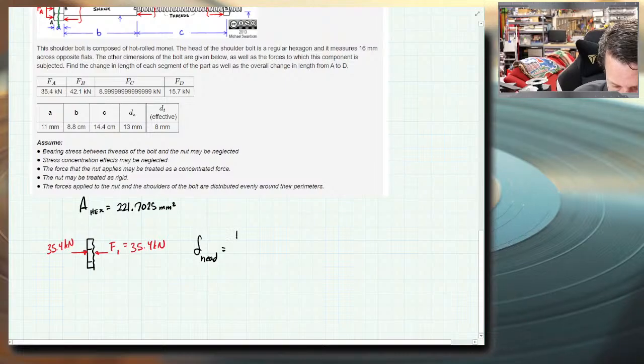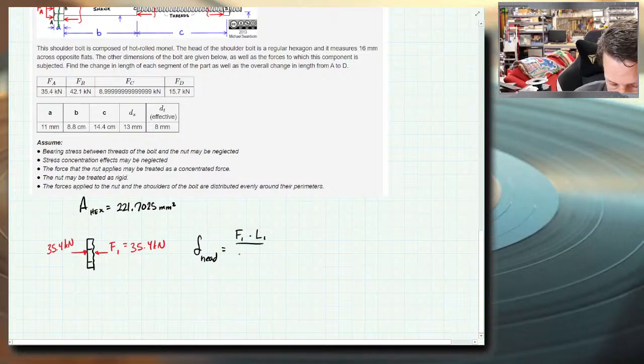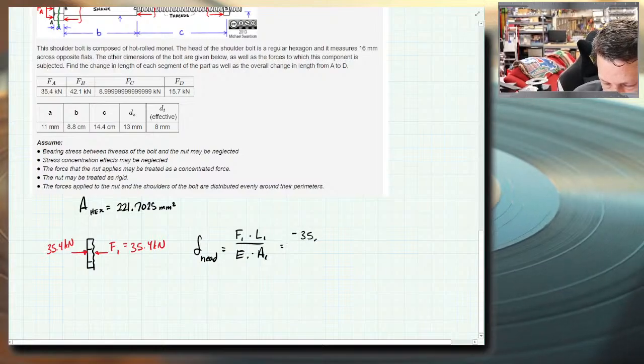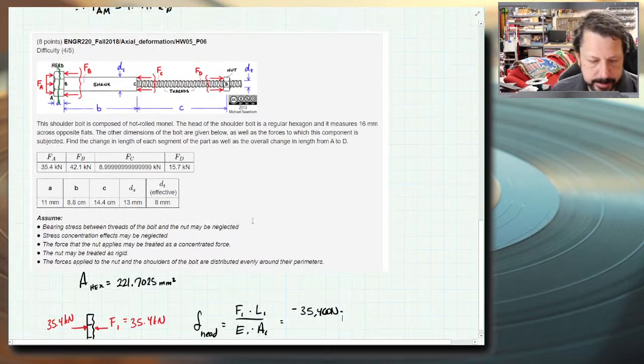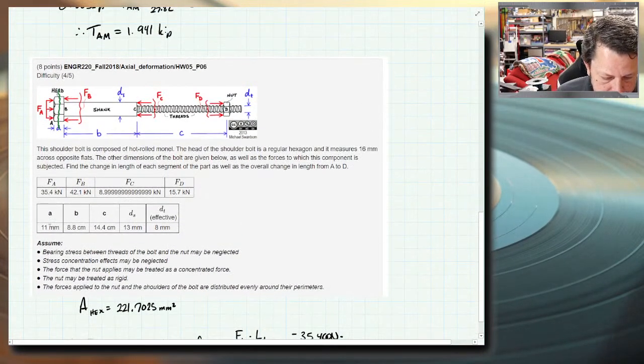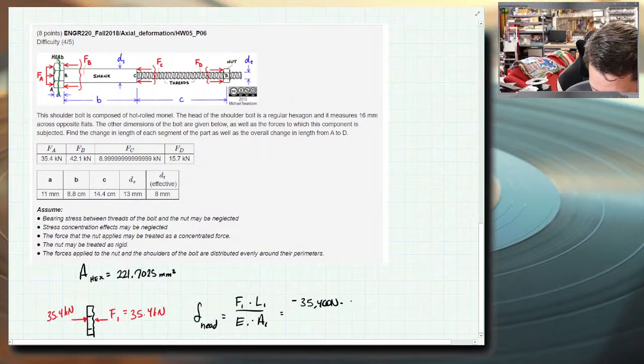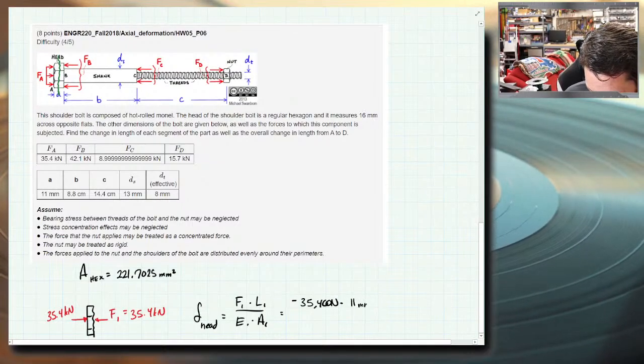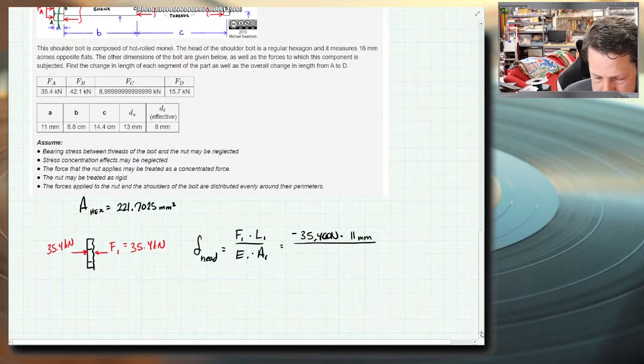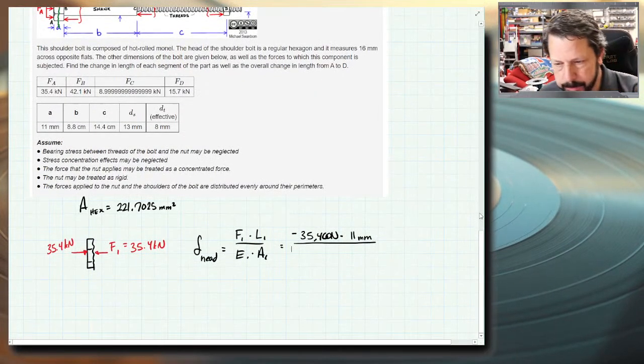So delta for the head equals F of the head, or we called it F1, times L1 over E1 A1. So F1 is negative 35,400 newtons. The length of the head is lowercase a, 11 millimeters. I'm going to have some units I have to take care of in here, it looks like. E is hot rolled mono, so I don't know that.